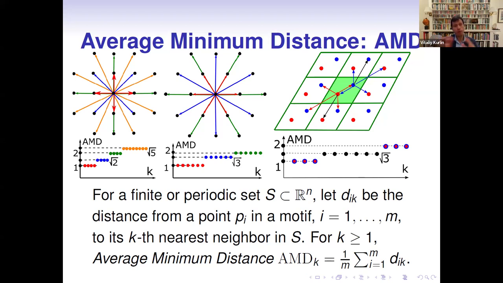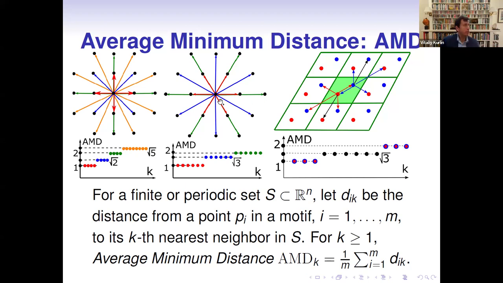For any lattice, our motif, our unit cell, contains a single point, which could be, for example, shifted to the origin for simplicity. So for that point at the origin, we look at neighbors. In the square lattice, we can see first four nearest neighbors at distance one, right? Then four more distant neighbors at distance root two, and so on. So we simply write down these distances to neighbors in increasing order. So put them on this graph, with distance value on the vertical axis and the index of a neighbor k on the horizontal axis.